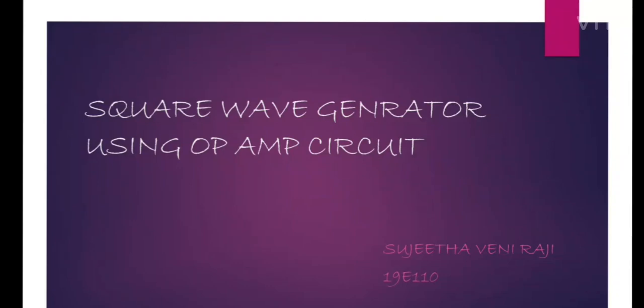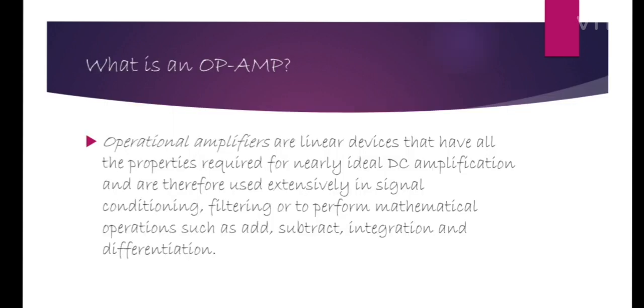In this video, we learn about square wave generator using operational amplifier. What is an op-amp? An op-amp, that is an operational amplifier, is a linear device that has all the properties required for nearly ideal DC amplification and is therefore used extensively in signal conditioning, filtering, or to perform mathematical operations such as addition, subtraction, integration, and differentiation.